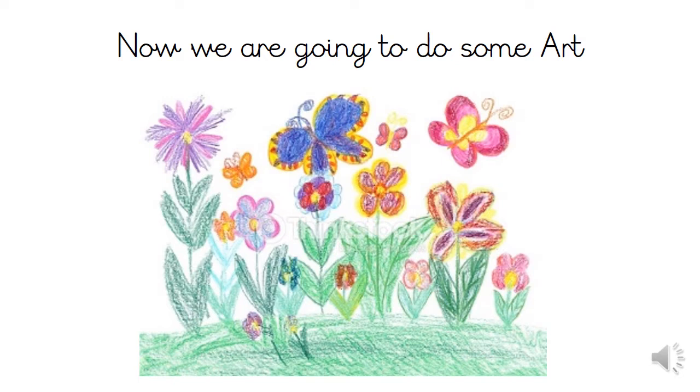So you need to make sure you've got a pencil to draw with first, some paper, and either some pencil crayons or felt tips or wax crayons, anything you can find. Or you could even paint your picture, but make sure you draw it with a pencil. Pause the video now, get everything ready, and then we can come back together and we can finish the rest of our art lesson.